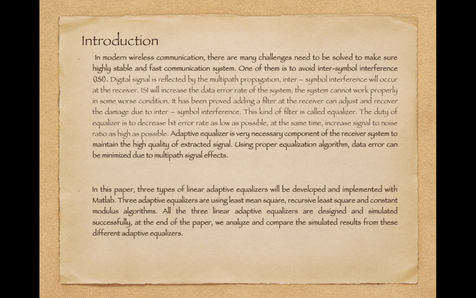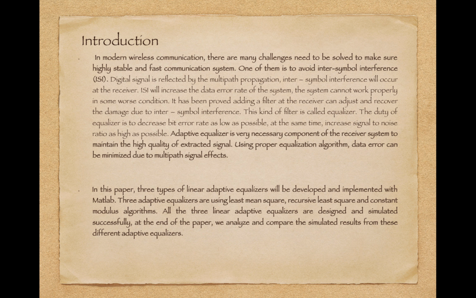Here is the introduction. In modern wireless communication, there are many challenges that need to be solved to make sure of a highly stable and fast communication system. One of them is to avoid inter-symbol interference, which is short for ISI. Digital signal is reflected by the multiple path propagation. Inter-symbol interference will occur at the receiver. ISI will increase the data error rate of the system. The system cannot work properly in some worse conditions.